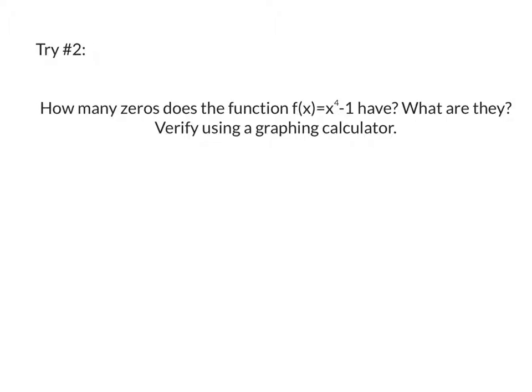With try 2, again, how many zeros does the function f of x equals x to the 4th minus 1 have? What are they? So here, we're going to actually have to use the substitution method. So first of all, there are 4 zeros.